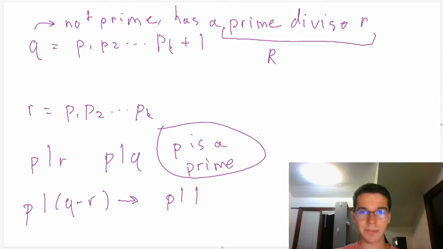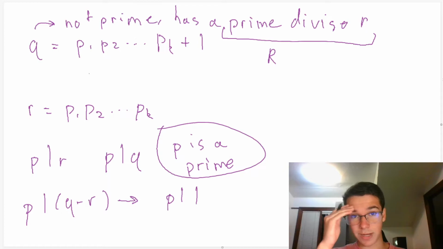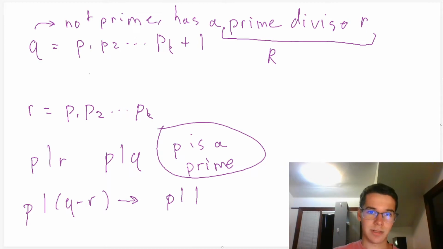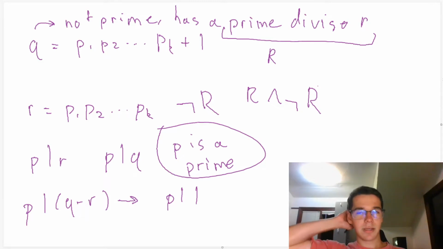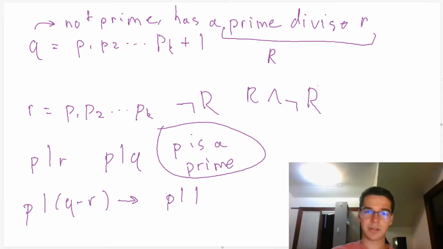And what is the smallest prime? It's 1. And in order for P to divide 1, it has to be smaller than 1. And so P cannot be a prime. So we have found that the negation of R is also true. So R and not R are true. And because this is obviously not possible, we have concluded that the assumption that there are a finite set of prime numbers is false.